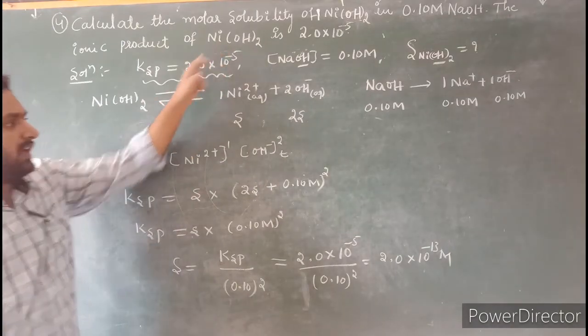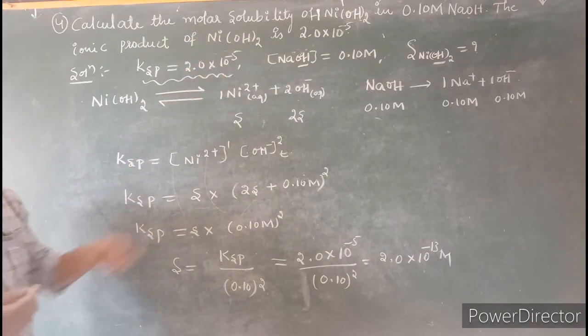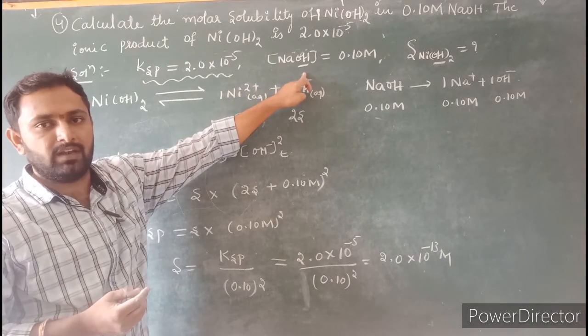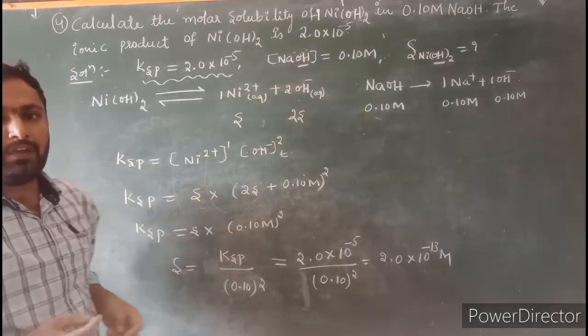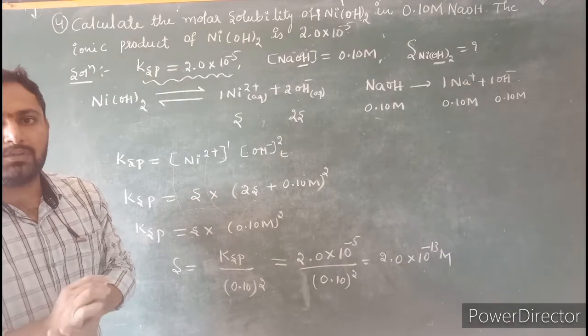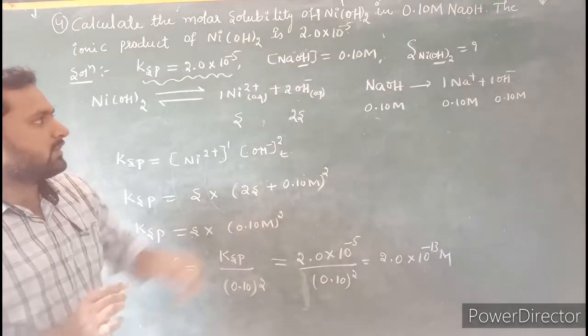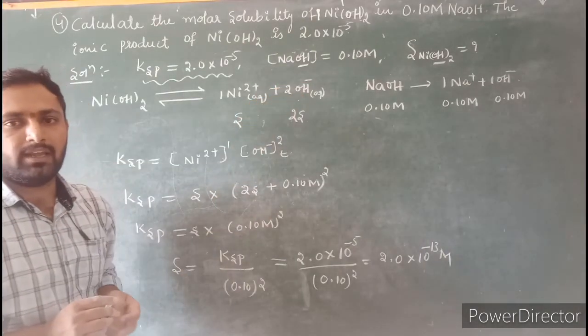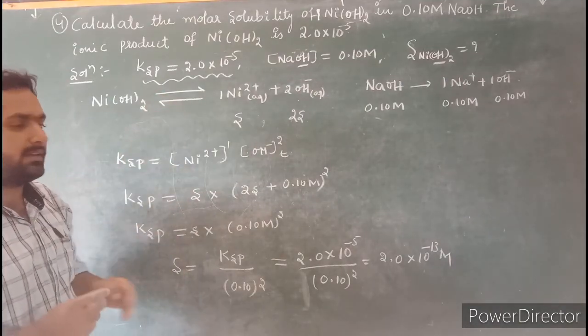You remember, you follow this method when a strong electrolyte having a common ion is given. If a strong electrolyte having a common ion is not given, then use the direct formula. If the concentration of a strong electrolyte having a common ion is given, then follow this method.